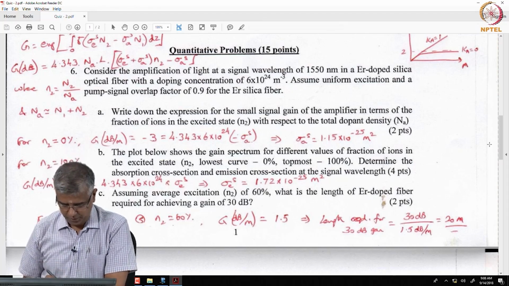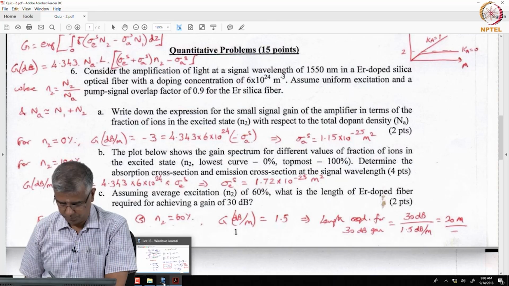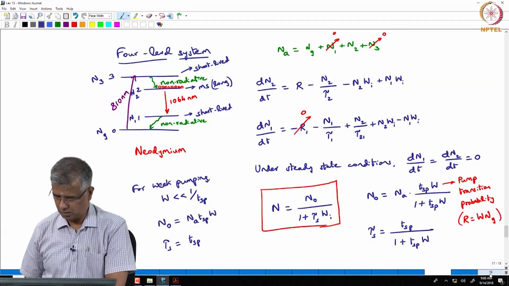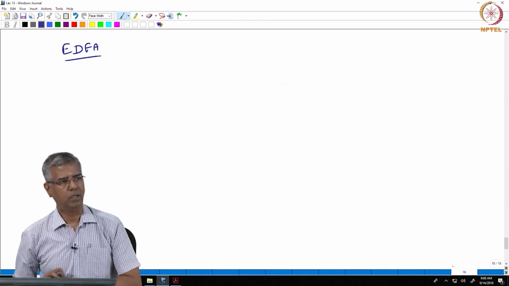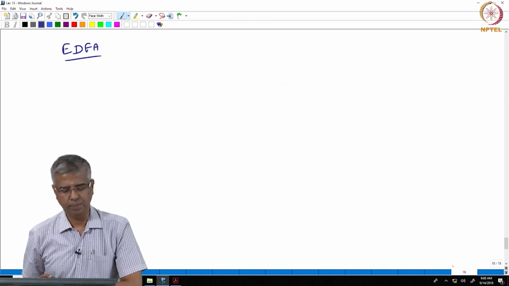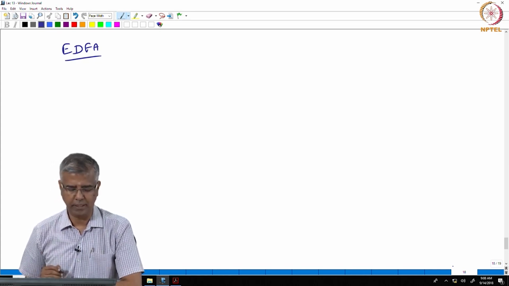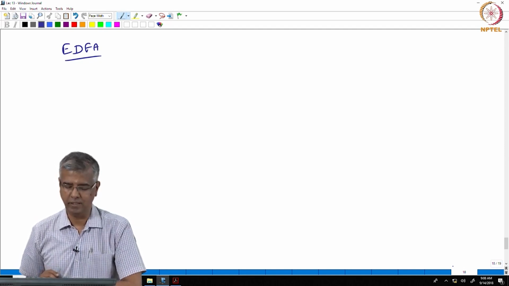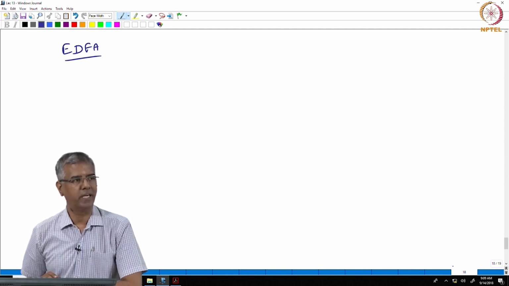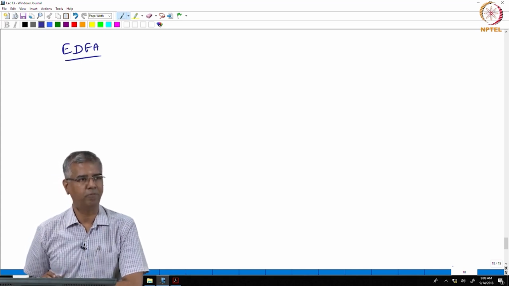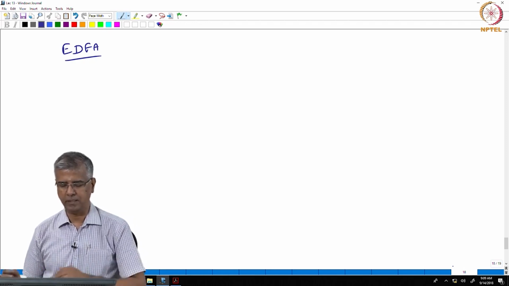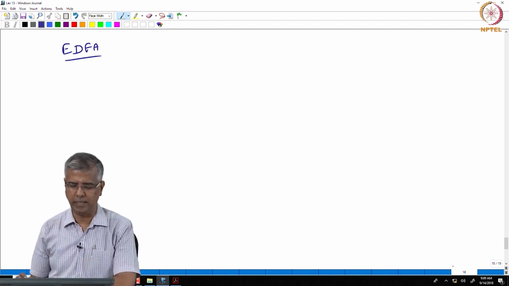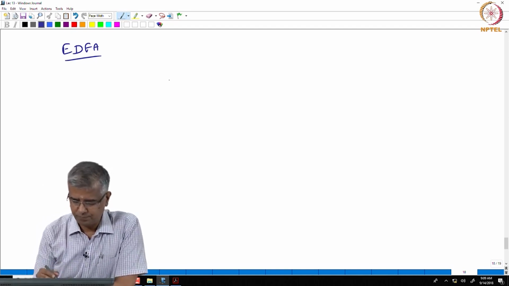Okay. And before we get to that, I just want to give you a general idea of the construction of an EDFA. Some of you did an experiment with EDFA. You constructed an EDFA and you even demonstrated that you could get light amplification using this erbium doped fiber amplifier. But let us just look at this in a little more detail than what we have done so far.